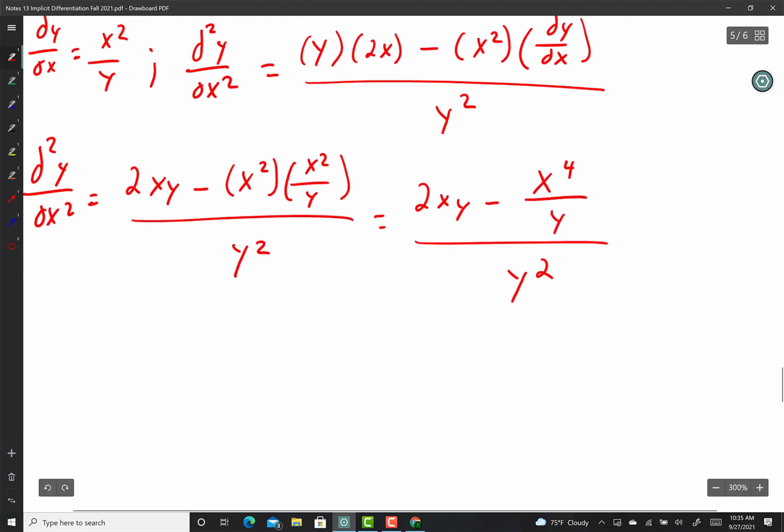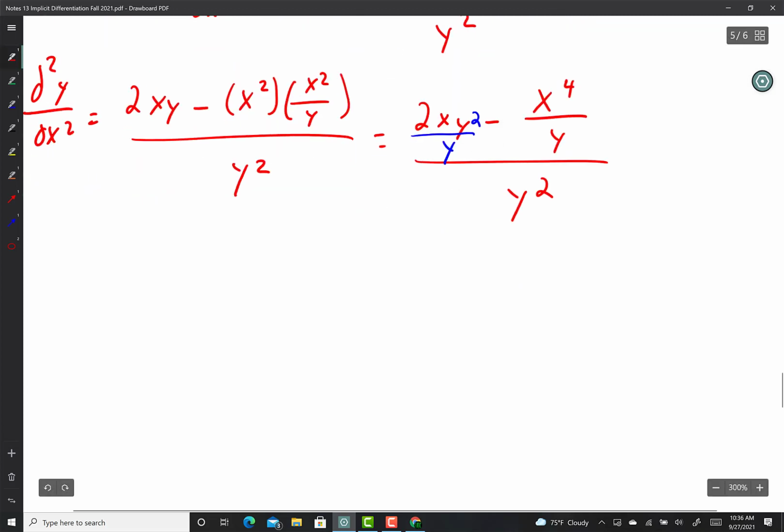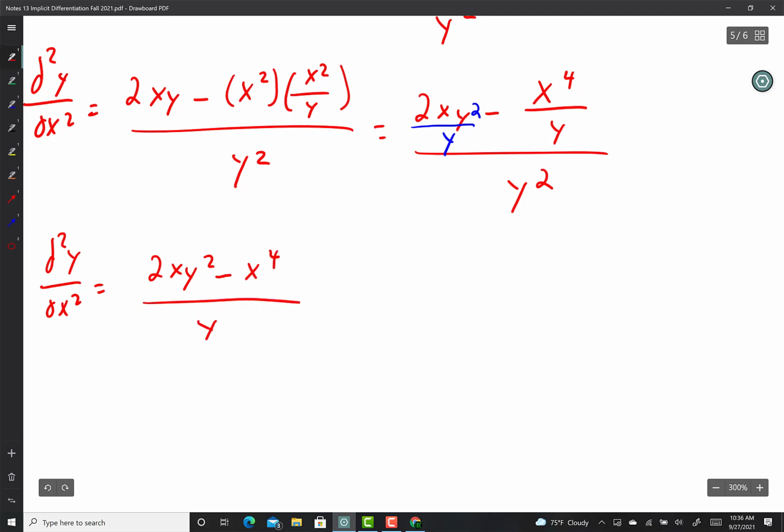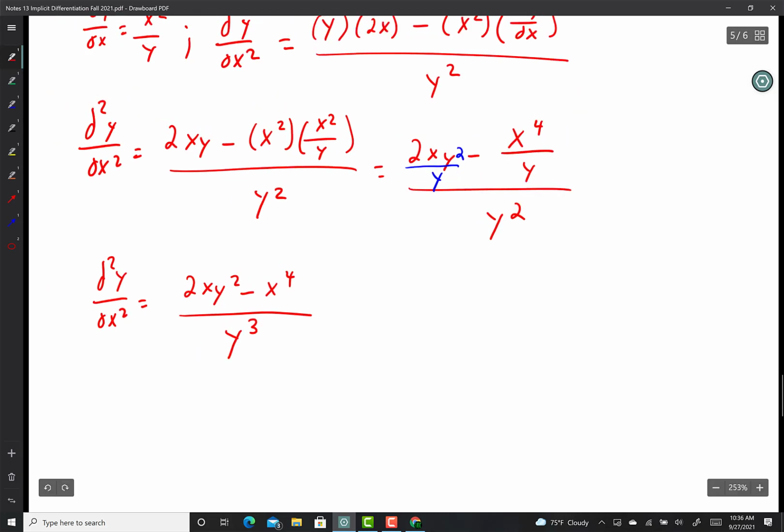All right, now comes algebra. I want to get a y in the bottom of the numerator so I can subtract these. So if I put a y down here, I have to turn this y up here into a y squared. Cool or not cool? Now I can bring that y squared up, and I have second derivative equals 2xy squared minus x to the fourth over y cubed. And there it is. I think that's our answer.